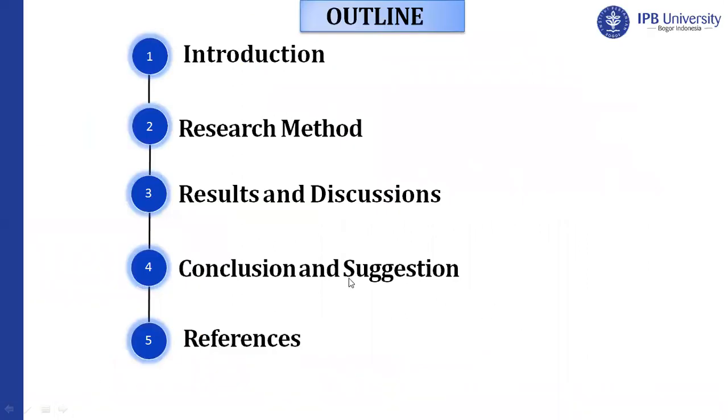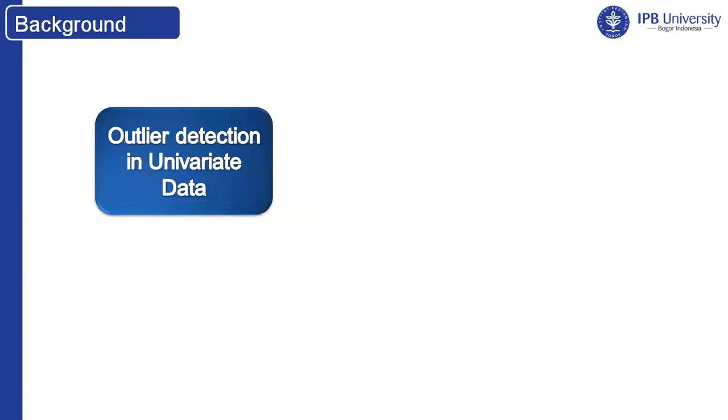There are 5 outlines that will be explained in my presentation. First, introduction. Second, research method. Third, result and discussion. Fourth, conclusion and suggestion. Fifth, reference. First, introduction. Several things for the background of my research are as follows.